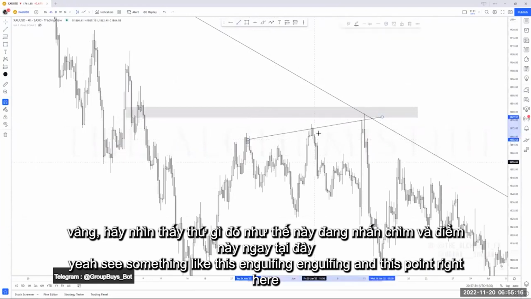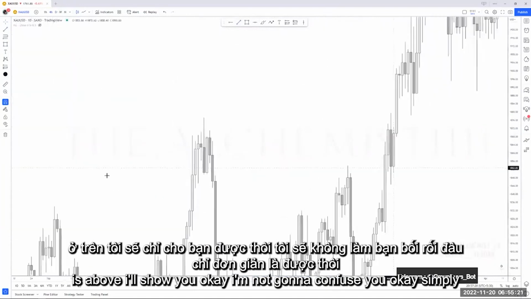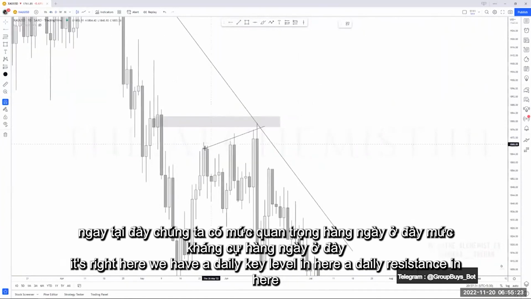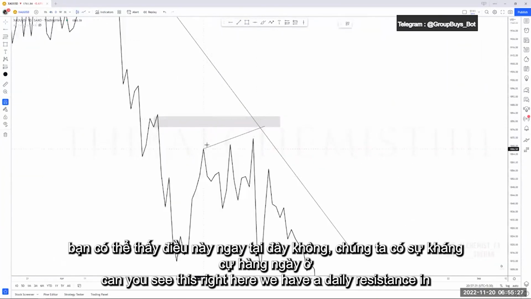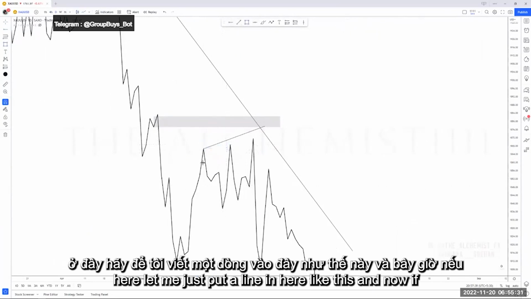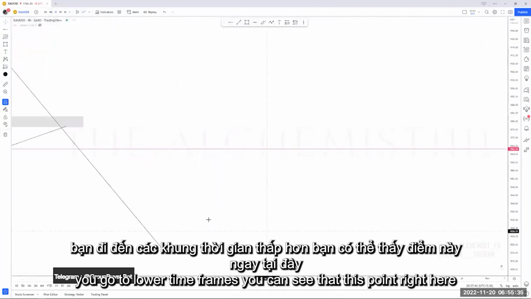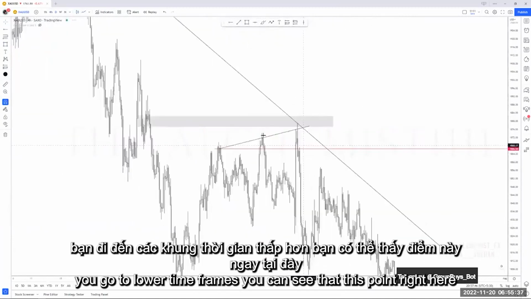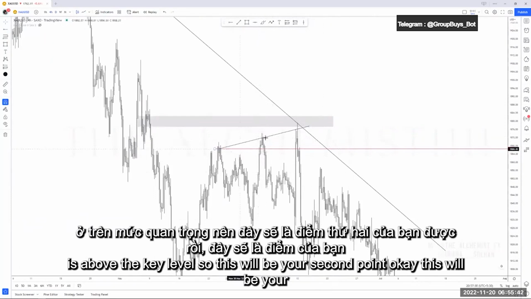Engulfing, and this point right here is above. I'll show you. I'm not going to confuse you. So see, this right here, we have a daily key level, a daily resistance in here. Can you see this? Let me just put a line in here like this. And now if you go to lower time frames, you can see that this point right here is above the key level. Can you see it?